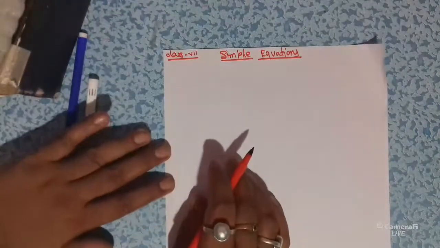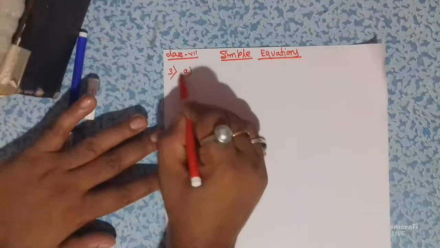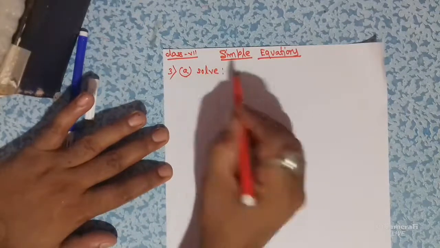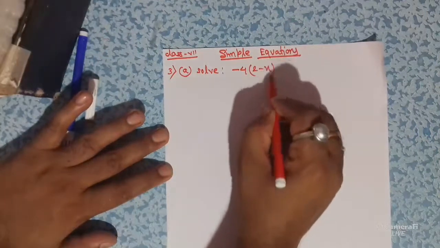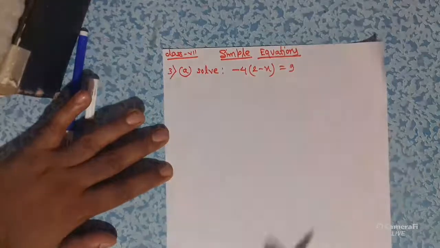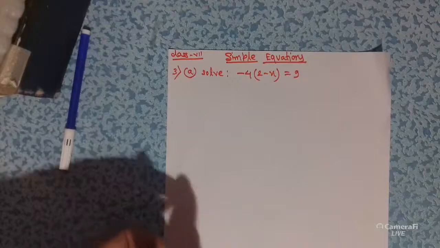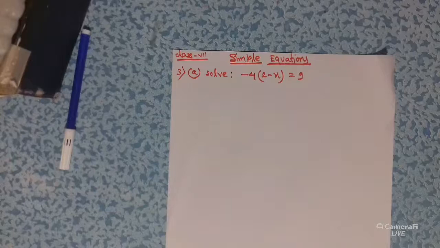So it's 3a. Solve. -4 multiply 2 minus x is equals to 9. Now students, solve it and send me the answer as soon as possible. Solve it and send me the answer, students.